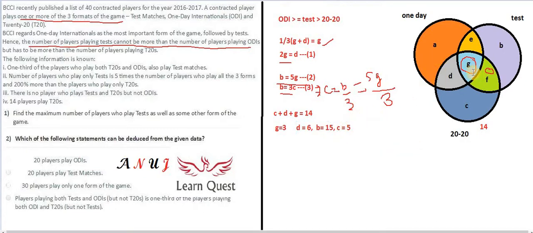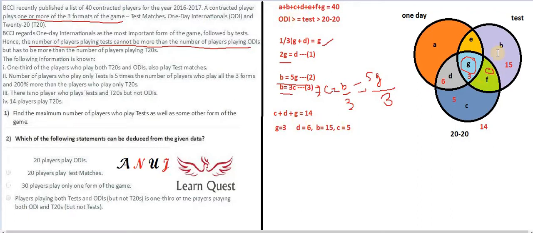Let's put these things here. G value is 3, D value is 6, C value is 5, and B value is 15. Alright, now we can also check: 6 plus 3 is 9, plus 5 is 14. Correct. Now this is 15, this is 3. Now what is left are E and A. One thing, if you have noticed, there were a total of 40 players. So A plus B plus C plus D plus E plus F plus G is equal to 40, since there are no players outside, so the summation is nothing but 40.